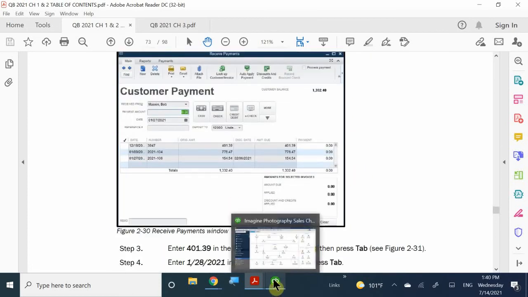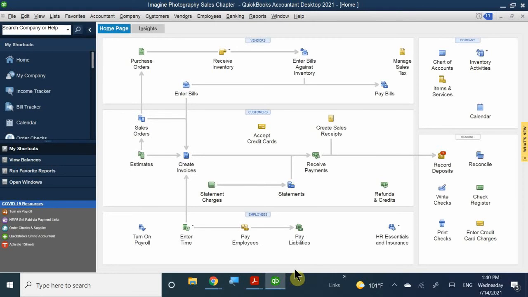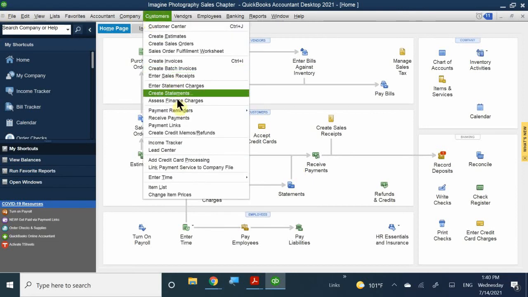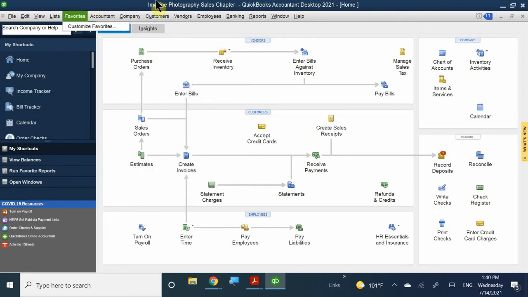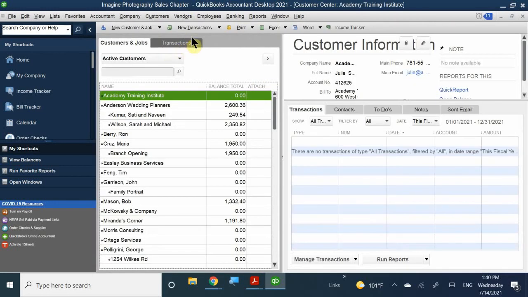So once again, now when I taught you how to enter in a sales receipt or an invoice, I taught you 6 ways. Well, behold this, receiving payments have 7 ways. Okay, even 8 ways if you use the income tracker. Okay, so once again, you have your first one right here on the home page. If you go up to your customers on your menu bar, okay, you have the option to receive payments as well. You also have, if you go to the customer center, okay, you have 3 options here, right?